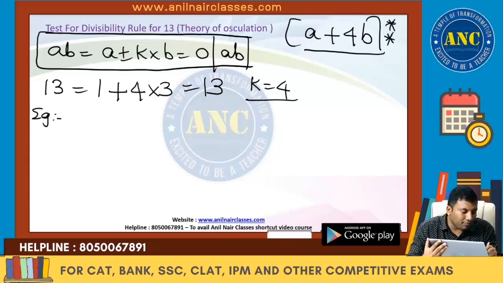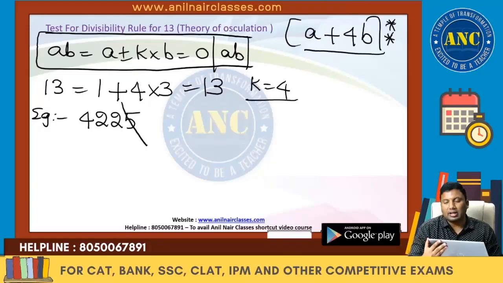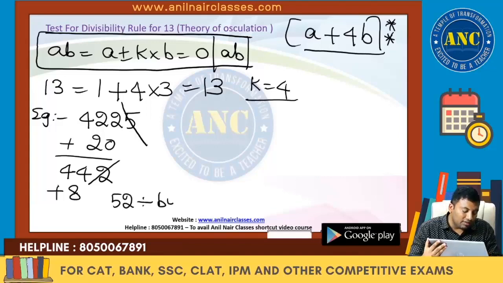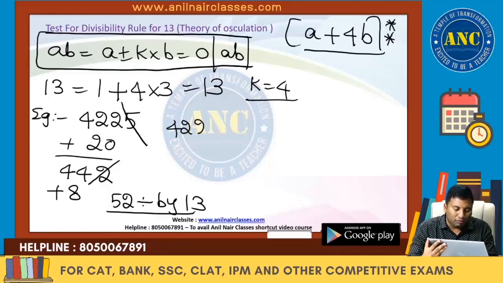Example: 4225. Take the unit digit and multiply it by 4. 5 4s are 20. Add it to the remaining part. The remaining will be 442. Take the unit digit and multiply it by 4. 2 4s are 8. Add it to the remaining part. 52. 52 is divisible by 13. So 4225 is divisible by 13.